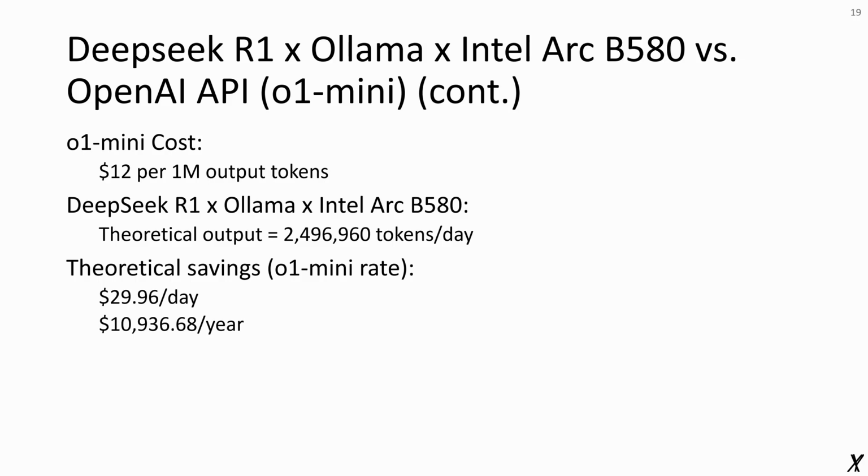From my analysis, I compared a scenario assuming no input time and that the local DeepSeek R1 running on the Arc B580 generates output tokens continuously. The theoretical output is 2,496,960 tokens per day. At o1-mini's rate, this translates to a saving of $29.96 per day, or $10,936.68 per year, though both figures are theoretical. While these numbers may not fully reflect real-world applications, the initial $249 upfront cost still seems highly worthwhile to me, absolutely worth it.